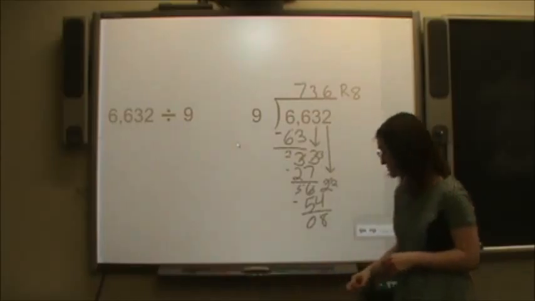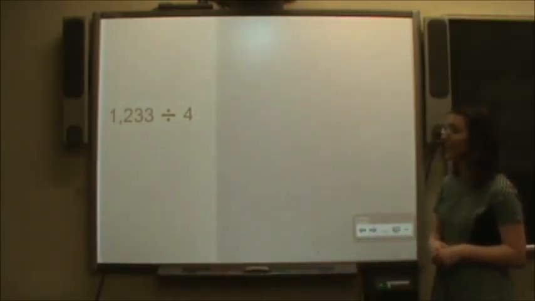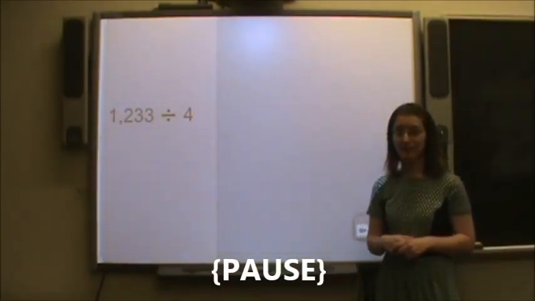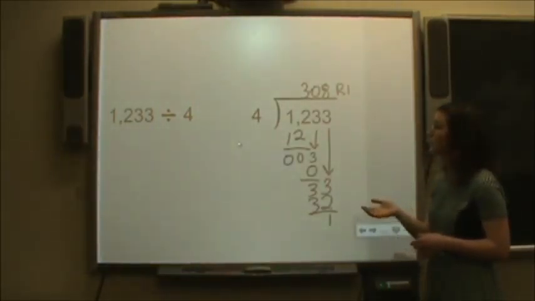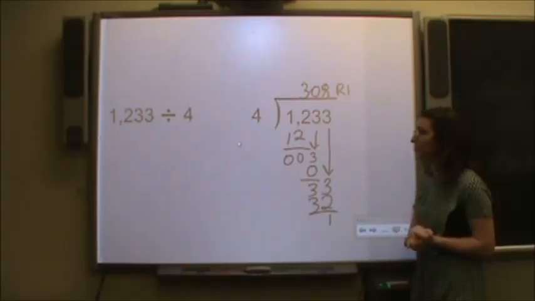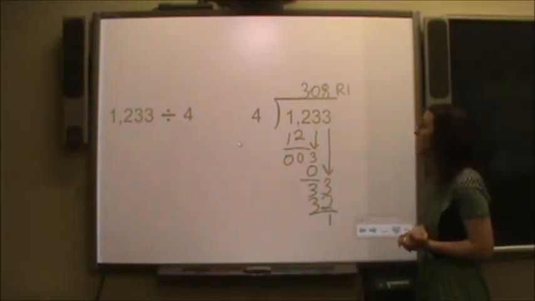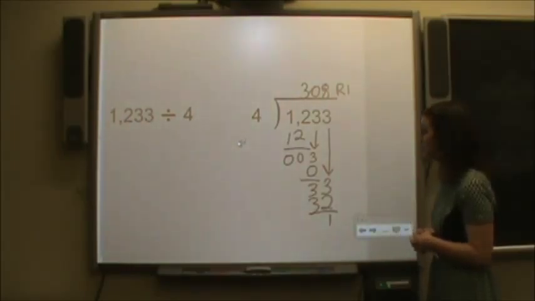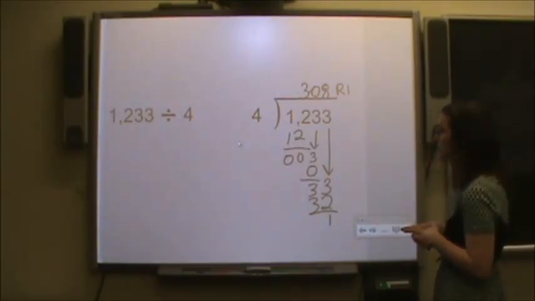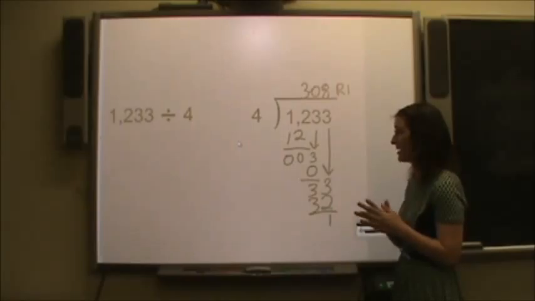The next one you're going to do completely on your own. 1,233 divided by 4. Pause the video and do that now. So for this problem, this is what it looks like. We're going to have the 1,233 within the division symbol, and then our quotient is going to be 308, remainder 1. There was a tricky step in there that you may have missed and may have gotten a few numbers wrong.